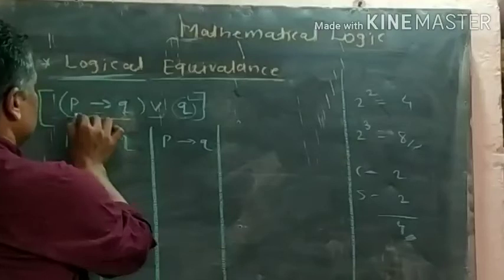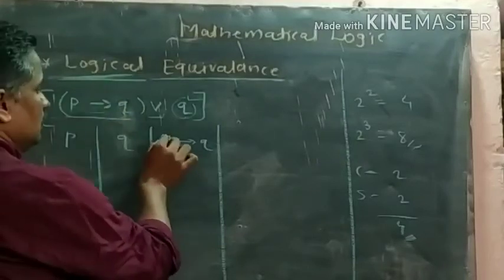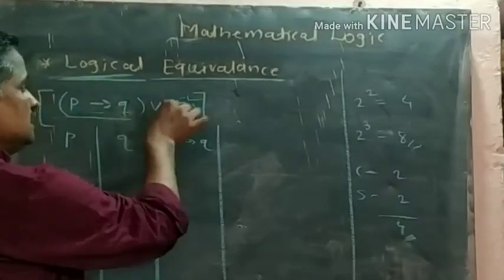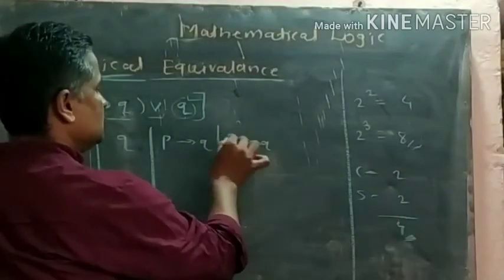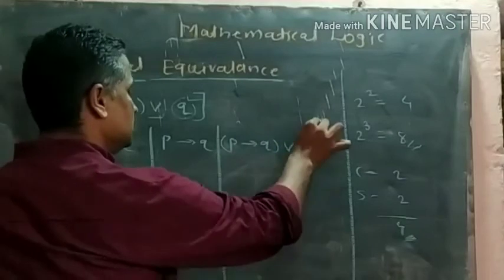Again, consider p implies q, disjunction with q. So p implies q, disjunction with q.